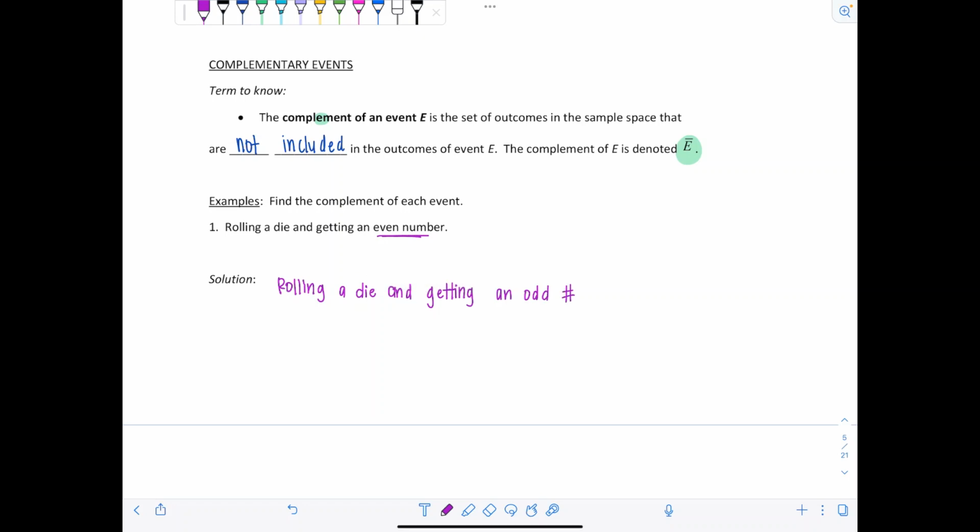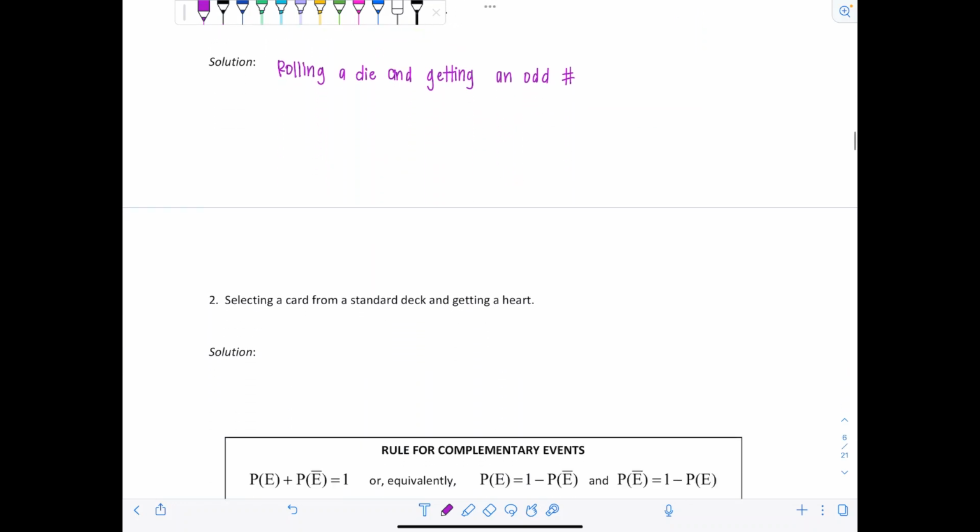Okay, so far so good? All right, let's look at a couple more. Actually, just one more. Selecting a card from a standard deck and getting a heart. So if that's the event, what's not that happening? Selecting a card from a standard deck and not getting a heart.